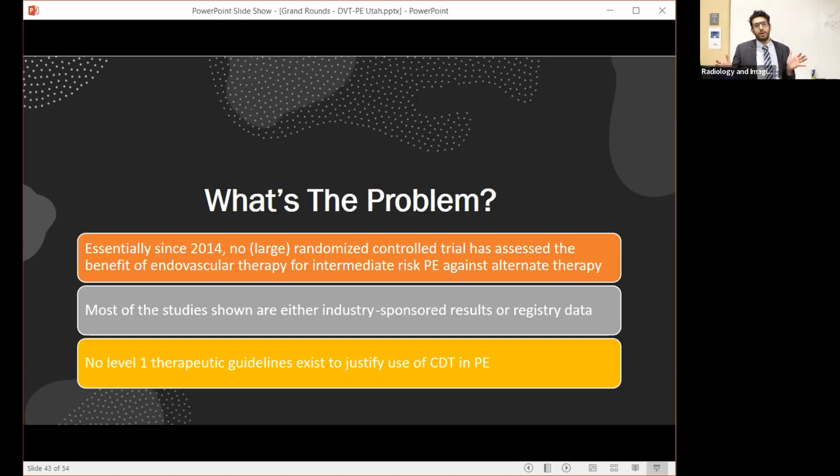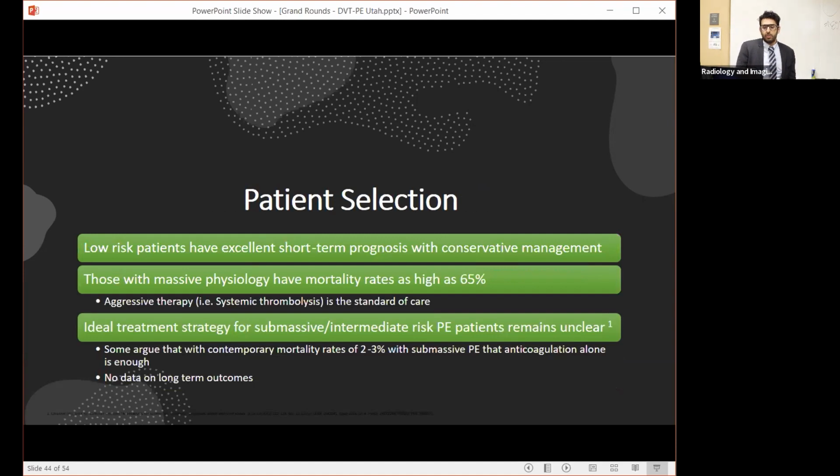So we operate in our bubble, thinking that everything we do is great and works. As interventionists, you should believe what you do works, but outside of our bubble, there are a lot of people who don't believe that and want to see data to justify it.